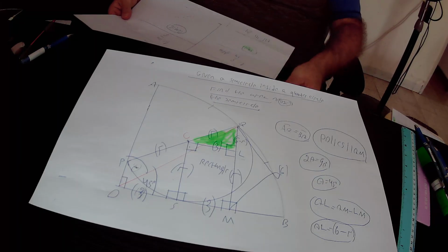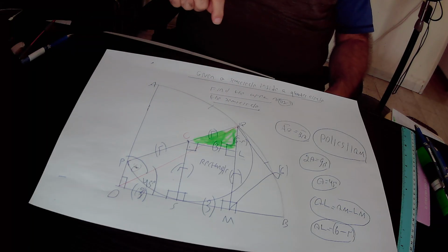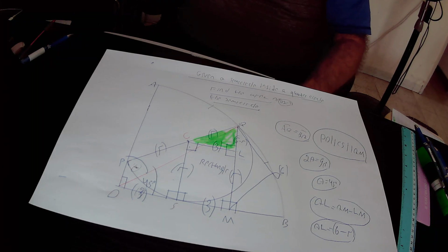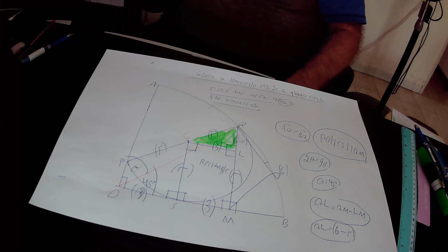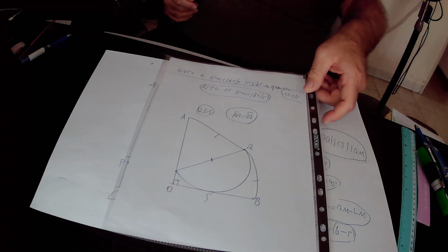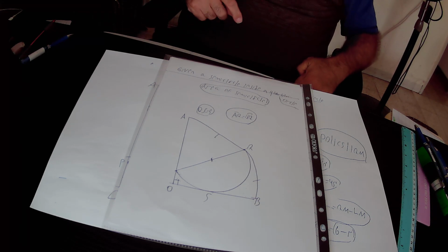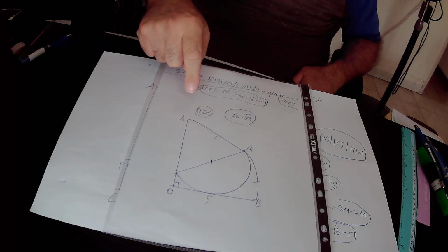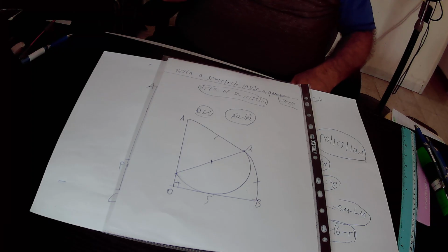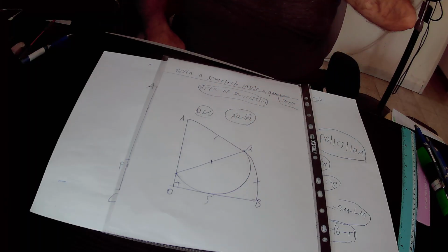In the first question, our task is to find out the area of this semicircle that is inside this big quarter circle AOB. Repeat again: the first question, our task is to find out the area of this semicircle that is inside quarter circle AOB.